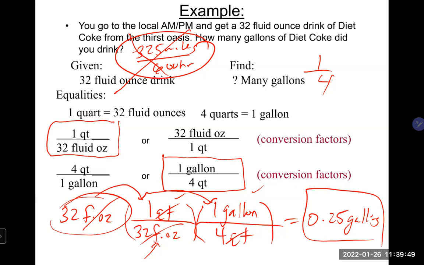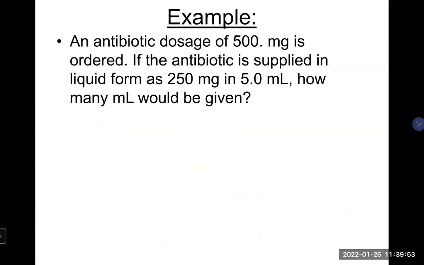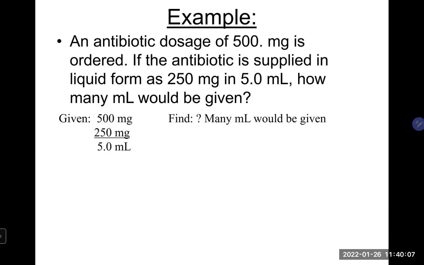All right. Let us try another one maybe. Antibiotic dose is 500 milligrams. It's ordered in 250 milligrams per 5 milliliters. How many milliliters would you be given? So I want you to give that a go, see what you come up with.